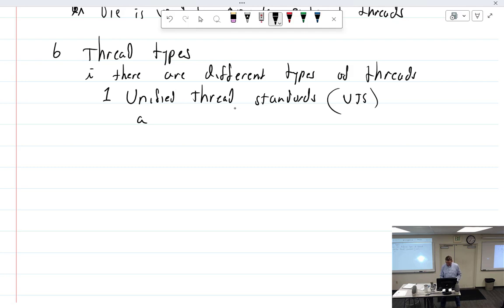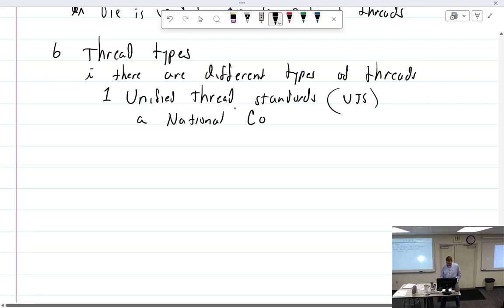So we have national coarse. I don't want to spell coarse the wrong way. Coarse, C-O-A-R-S-E, threads, and unified coarse. Which would be NC, which is very common. You'll hear that, just national coarse. So that's going to be your very common one. And unified coarse would be UNC.